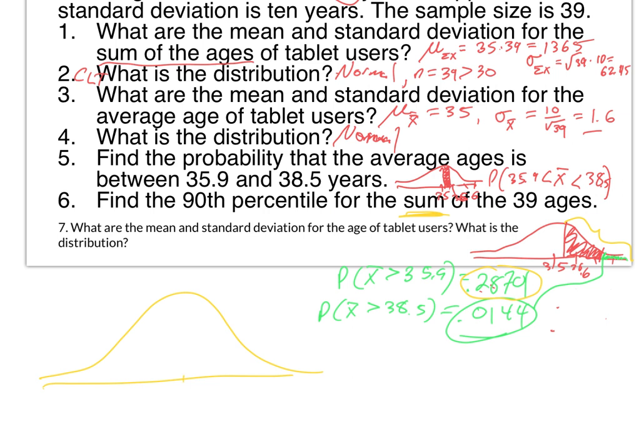Oh, I moved up too far. What was the mean of the sums? It was 1365. 1365 is my 50th percentile. The 90th percentile will be somewhere up, with 10% at the end, right about here. How do I know that? Using the empirical rule. This area down here is 90%.